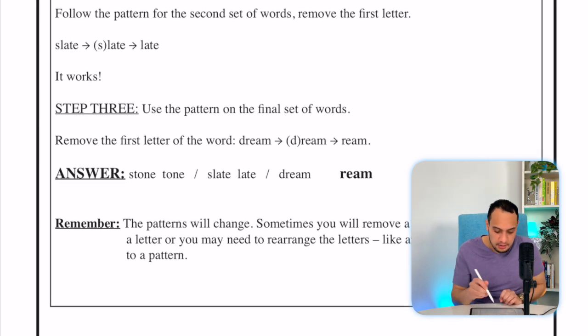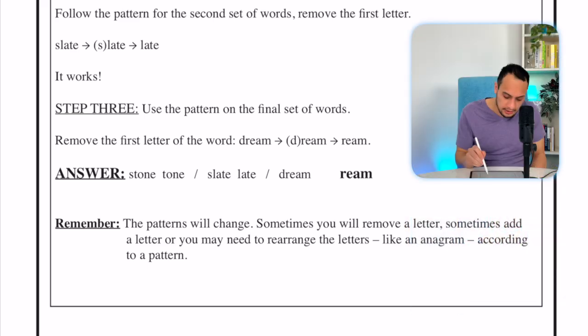Step three, use the final pattern on the final set of words. So you've got to remove the first letter of the word dream, which is D, and then you get ream, like a ream of paper. And that is our missing word. So look at this remember point here. The patterns will change. Sometimes you will remove a letter, sometimes add a letter, or you may need to rearrange the letters, like an anagram, according to a pattern.